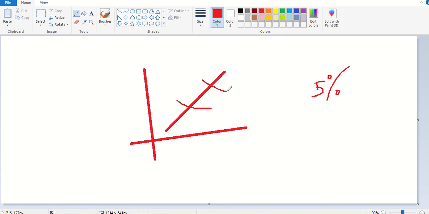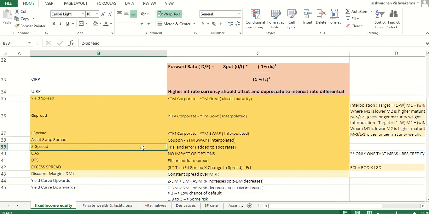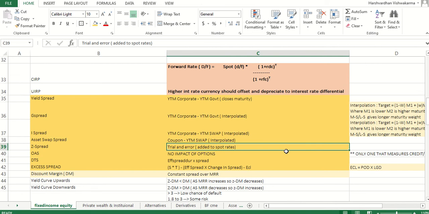You will take the interpolated value of two closest swap yields, right? So that will be your asset swap spread. Z spread cannot be computed manually. It's a trial and error method, which is a rate added to the spot rates. It is that rate which equates the current bond market price by discounting it. So we don't need to actually go and calculate it.